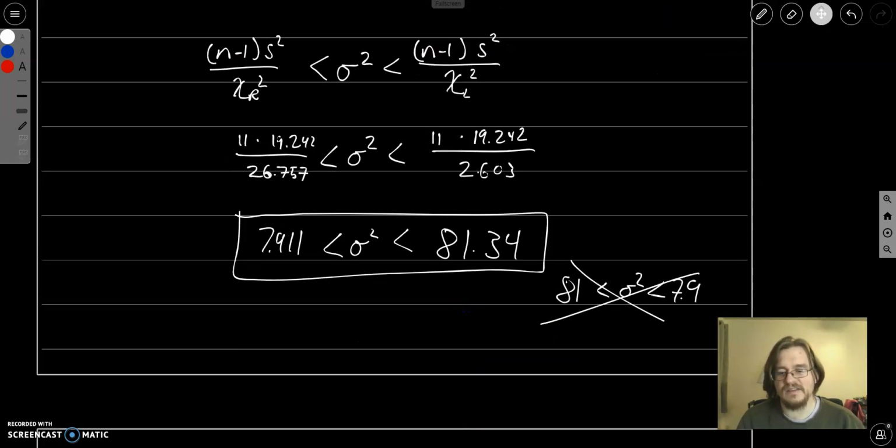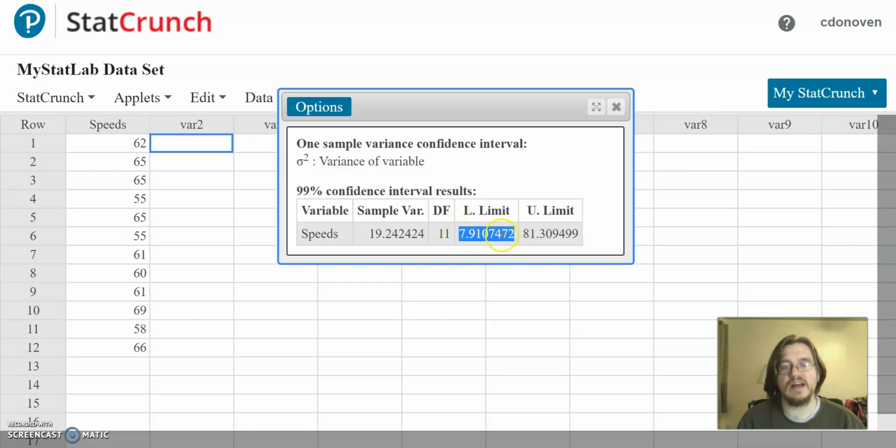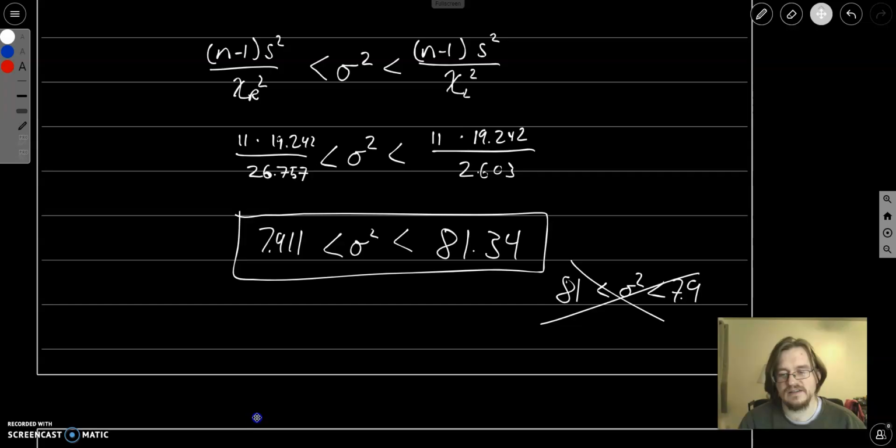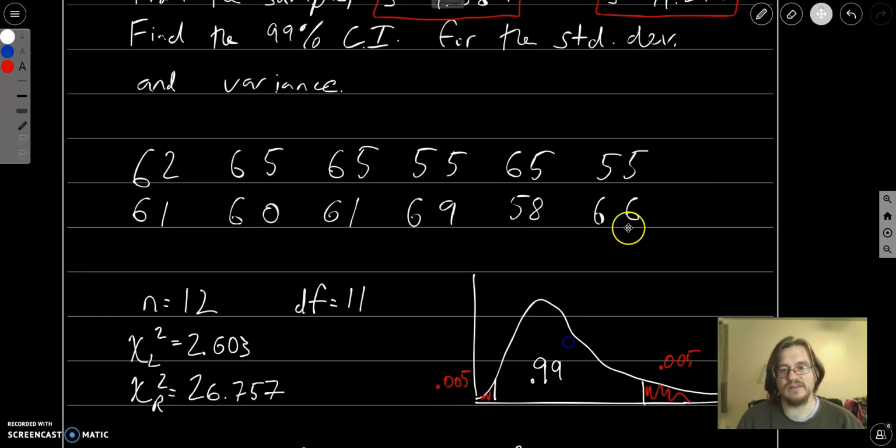And then the only sad thing is that this doesn't tell us our standard deviation, but the standard deviation is just going to be the square root. The upper and lower limits are just going to be the square roots of the upper and lower limits for the variance anyway. So those are fairly straightforward to calculate. So again, you can do this directly using the formula, or if you have the actual data values, you can plug it in to StatCrunch.